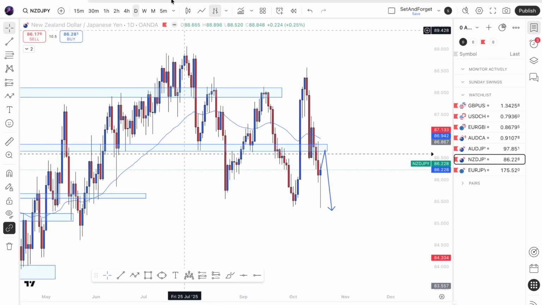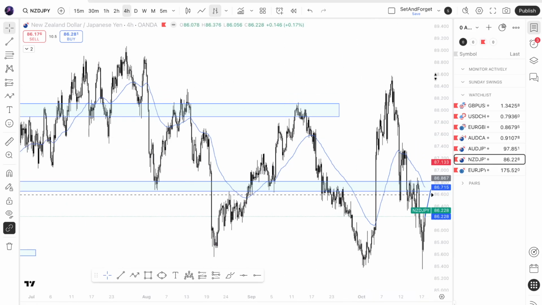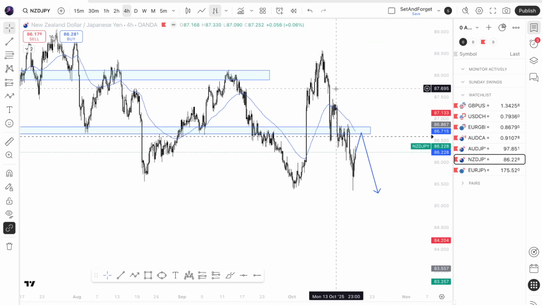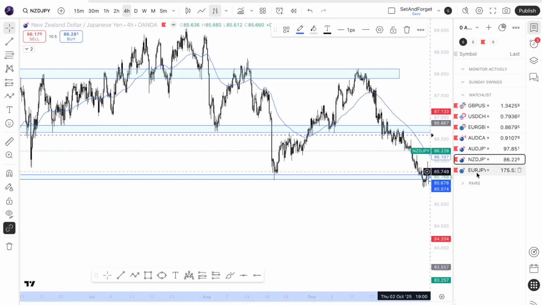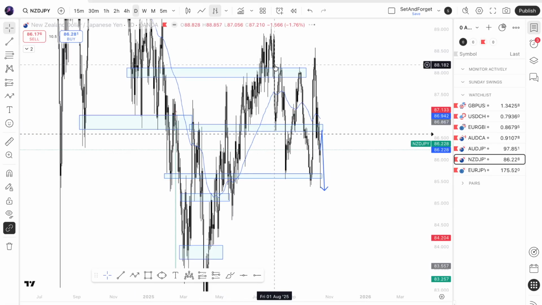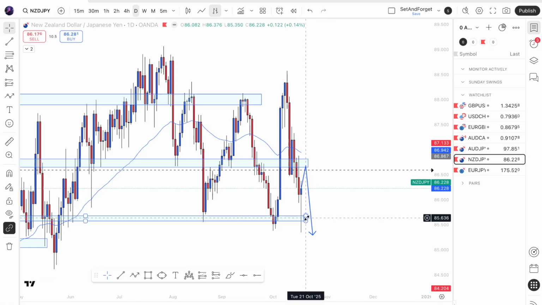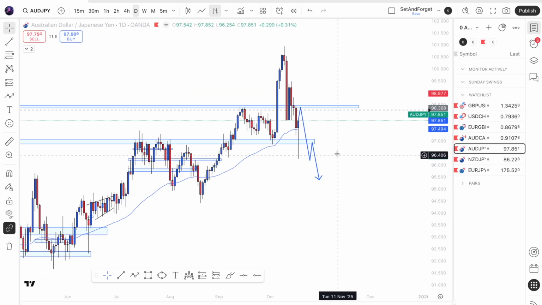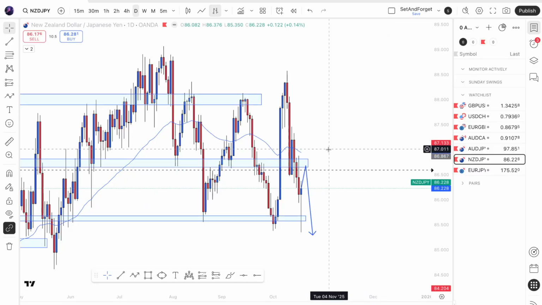NZD JPY is a bit simpler. You just wait for the retest, shift of structure, bearish engulfing, and then I guess move to the downside. To be fair, we do have this support just like AUD JPY, so it really is the same trade. I'm gonna take whatever looks cleaner.